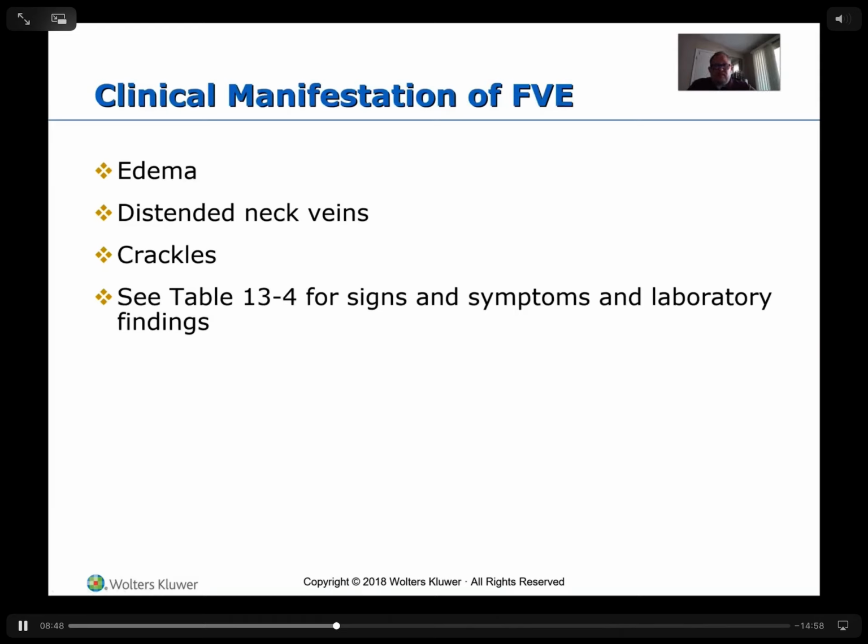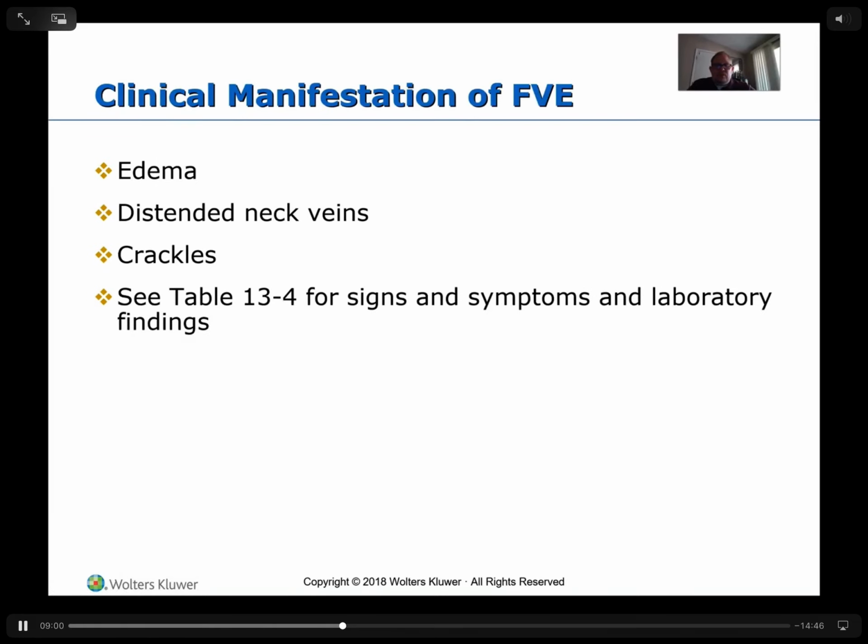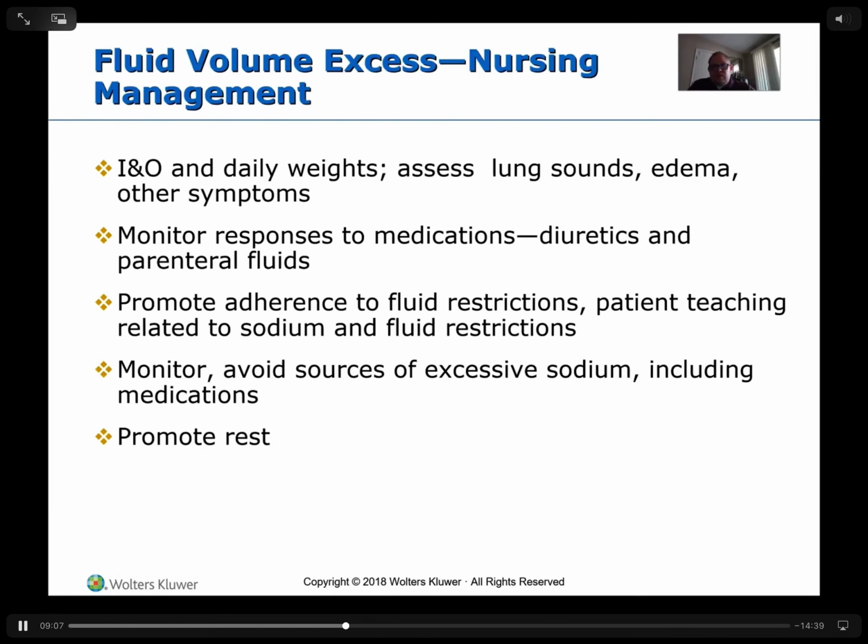Manifestations: you have edema, distended neck veins, crackles. Those are the fluid building up in your lungs. Table 13.4 has good signs, symptoms, and laboratory findings of this. Like I've said before, this shouldn't be new. This should be all good review, things I said just to bring it back to the front of your mind.